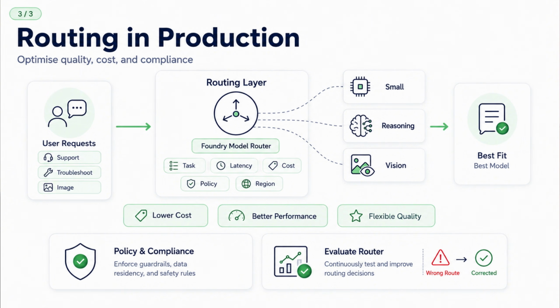So a customer support assistant may route the basic questions to the smaller model while sending the complex troubleshooting or the sensitive architectural questions to the stronger reasoning model. And the organization may also apply routing rules based on the region, compliance requirements, or approved model policies. So the biggest benefit of model routing is flexibility because it helps reduce cost, improve performance, and optimize quality across different scenarios.